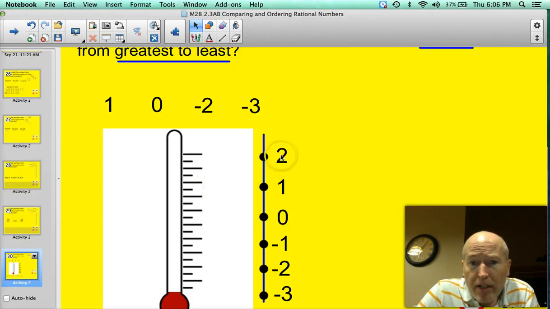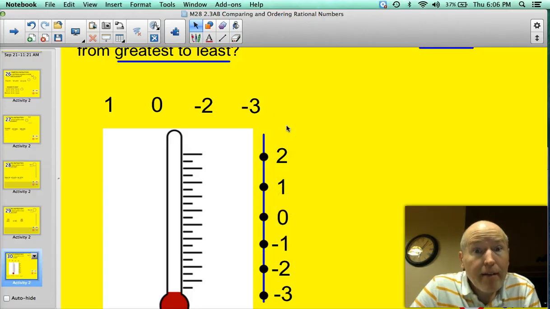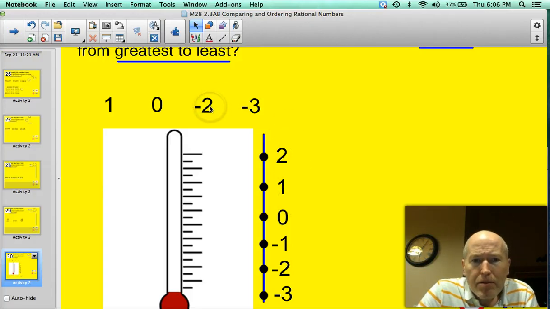So here's a number line, 2, 1, 0, -1, -2, -3. Obviously, the lower we get, the smaller the number. The higher we get, the higher the number. Using that, we can very quickly see that -2 is bigger than -3, because the farther you go, the smaller the number gets. So I like that idea of turning the number line on the side. It reminds me of a thermometer.